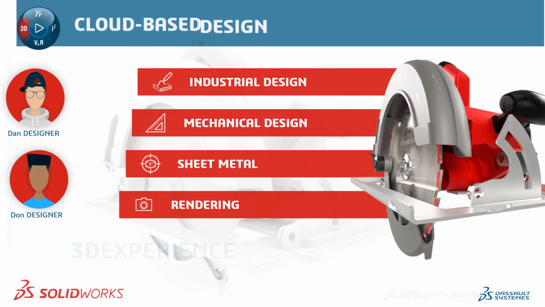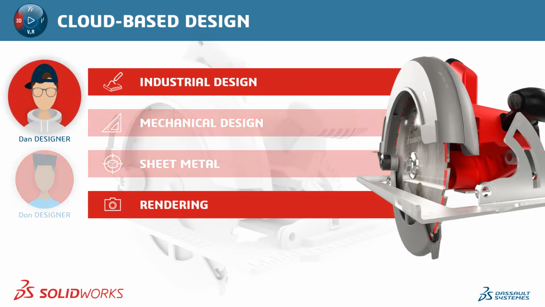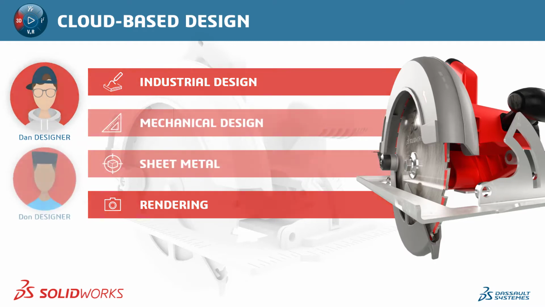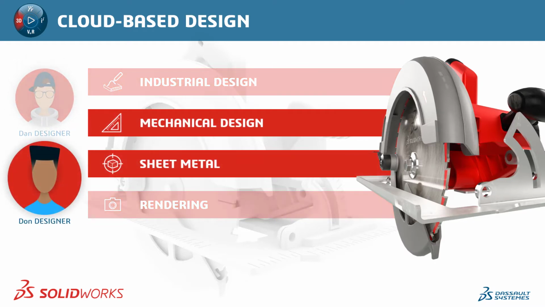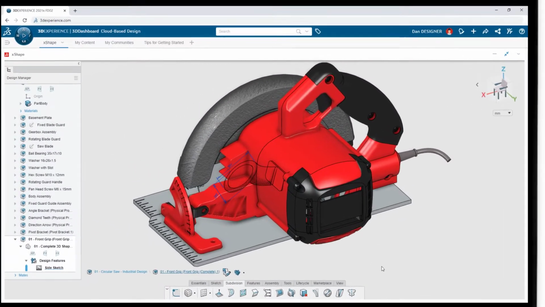Dan and Don have been tasked with wrapping up a design of a circular saw. Dan's an industrial designer in charge of the ergonomics and aesthetics. Don's a mechanical engineer who will prepare the models for manufacturing. Let's drop in on Dan as he shapes a grip handle with 3D Sculptor.